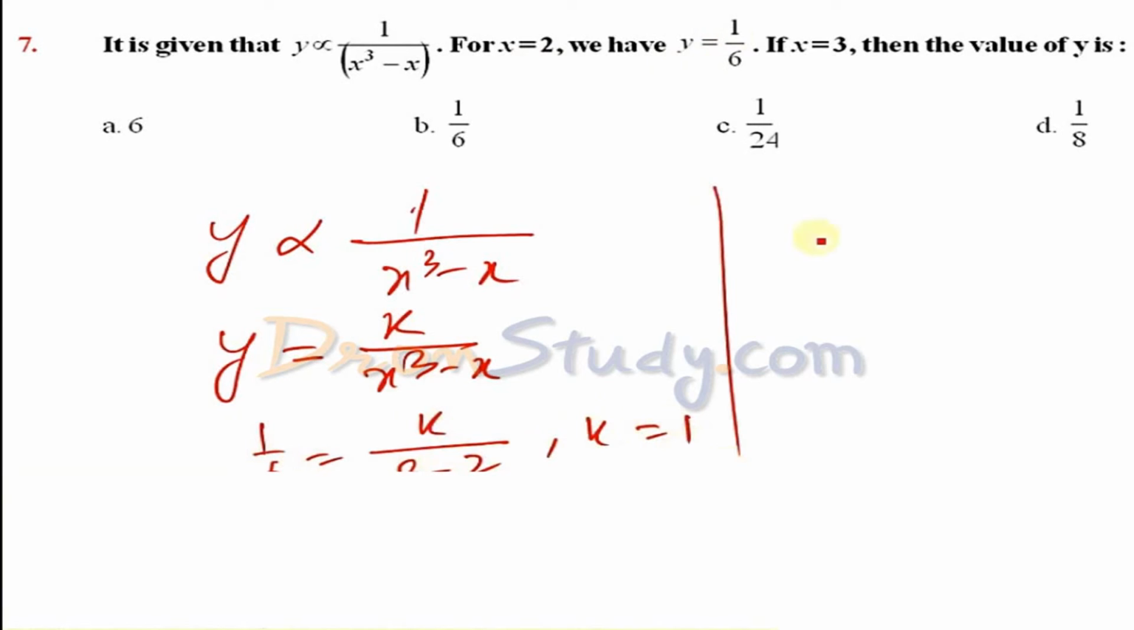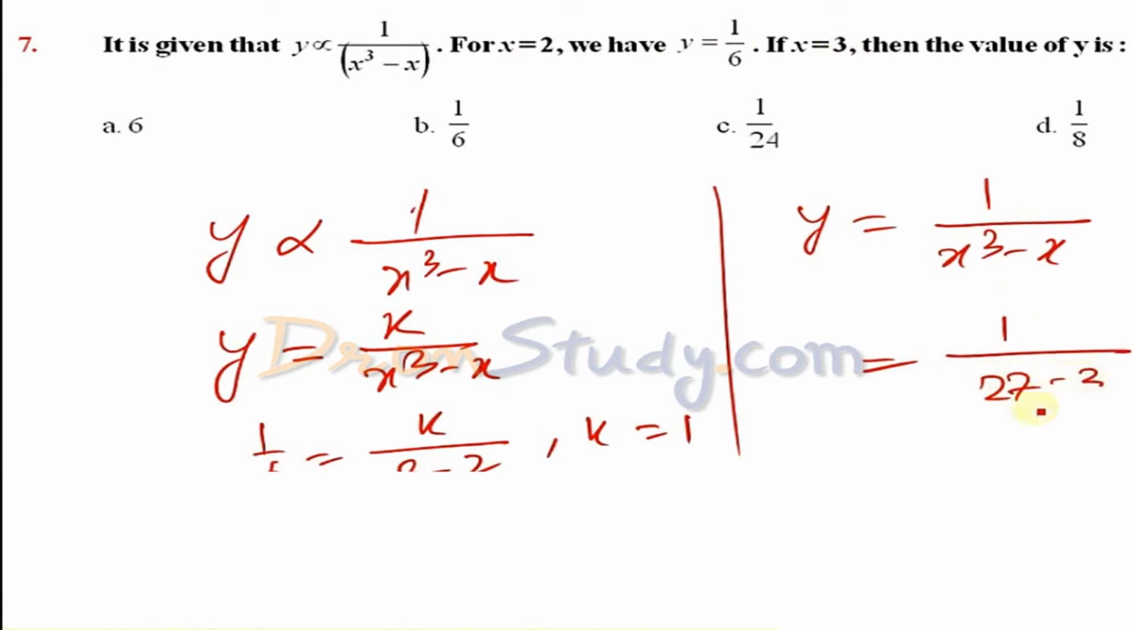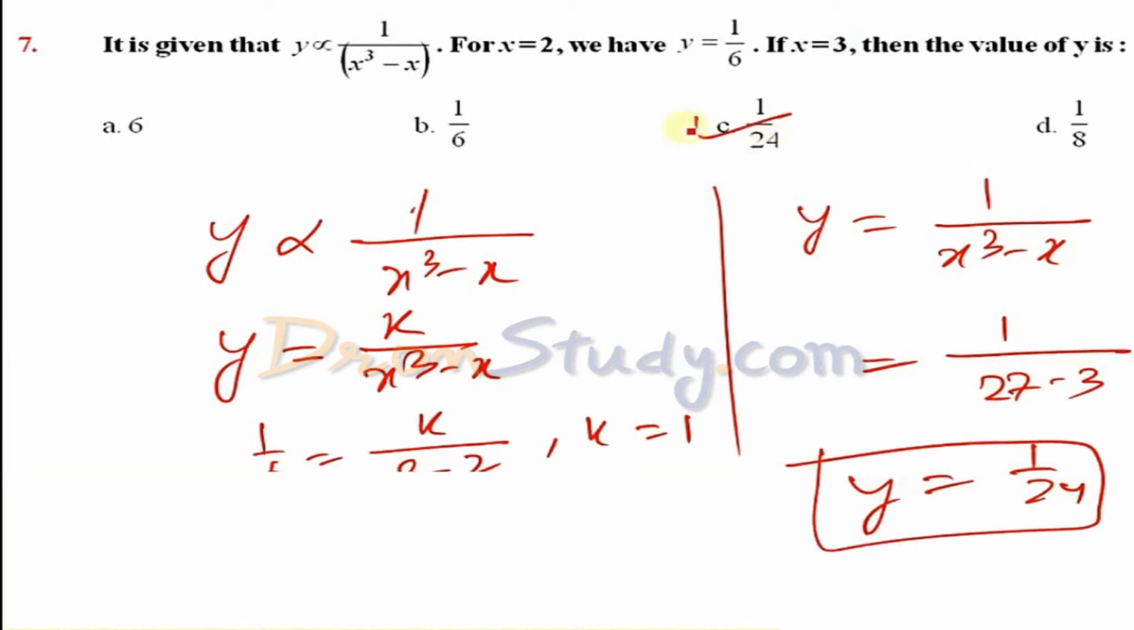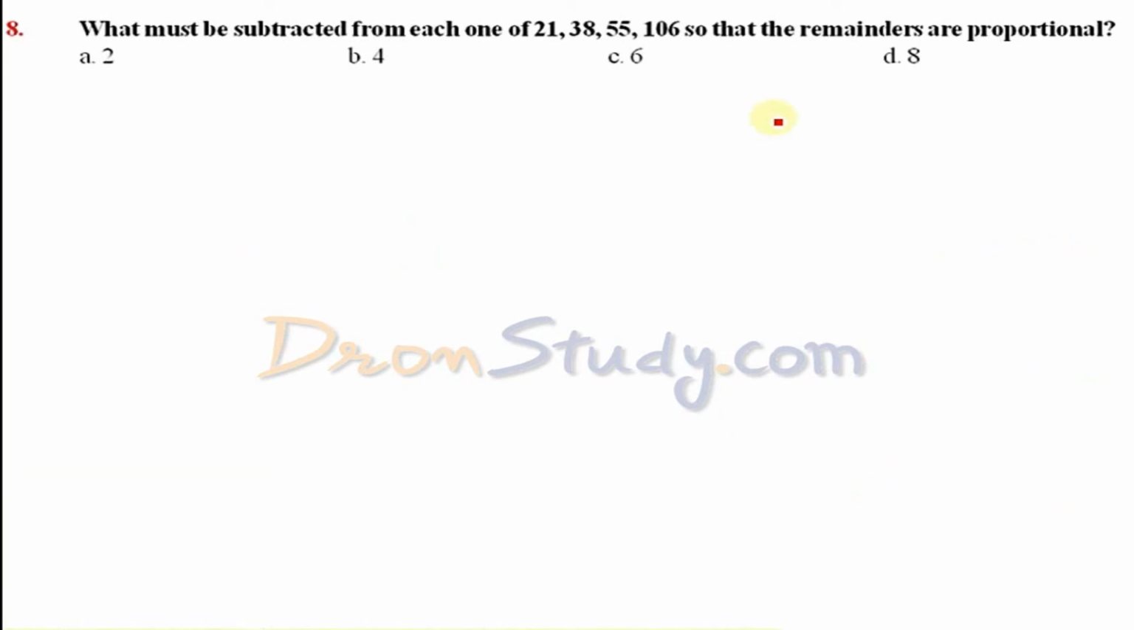Now we have the equation as y equals 1 upon x cube minus x. Now the value of x is 3, so it is 1 upon 27 minus 3, or 1 upon 24. So the answer of y would be C option. Okay, next question. This is a very good question.